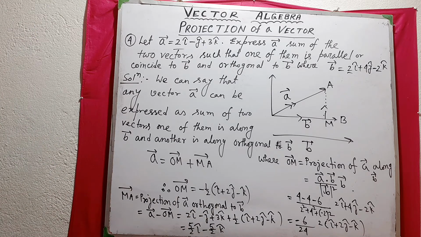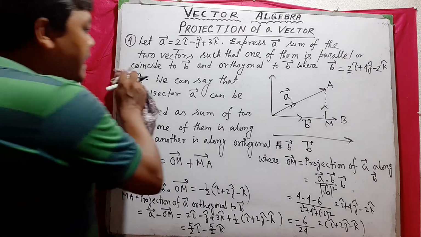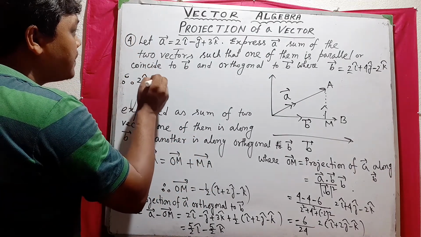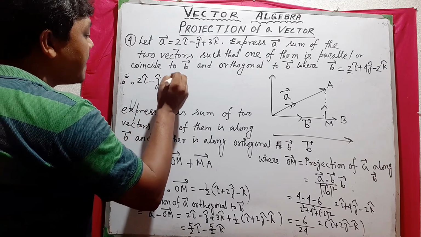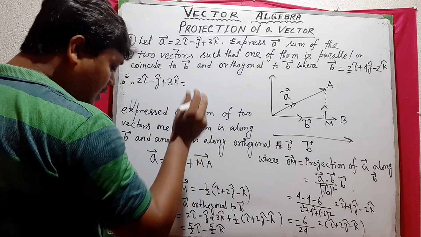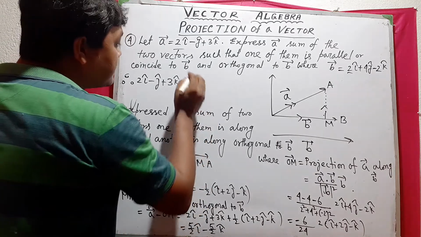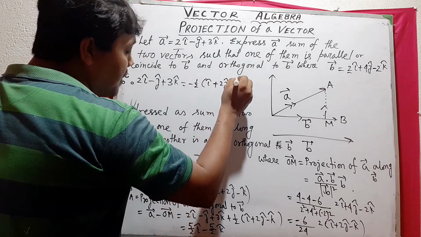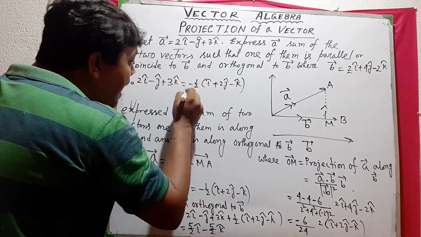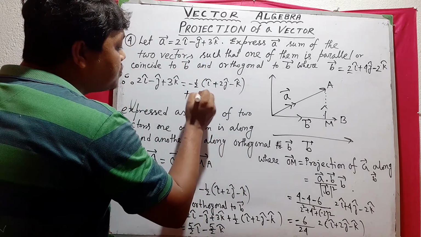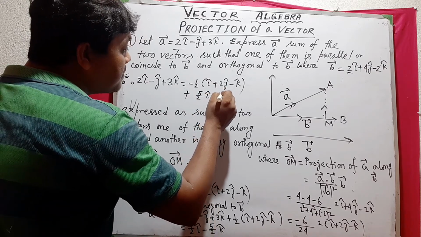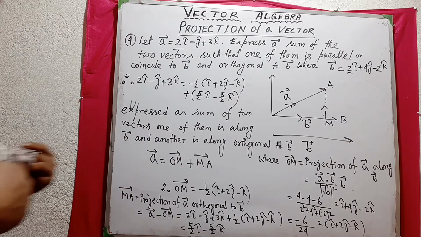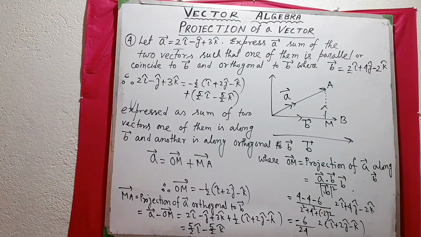ওকে, তো বেসিক্যালি আমরা দুটো ভেক্টর a কে আমরা এক্সপ্রেস করলাম, therefore 2i cap minus j cap plus 3k cap equals to এই দুটো ভেক্টরের যোগফল om plus ma, that is minus half into I plus 2j cap minus k cap, that is parallel to b, plus orthogonal to b, that is 5/2 into I cap minus 5/2 into k cap. That is your required answer. So দুটো ভেক্টরের সাম, দুটো কম্পোনেন্ট করে দিলাম, কম্পোনেন্ট দুটো যোগ করলাম। ক্লিয়ার?